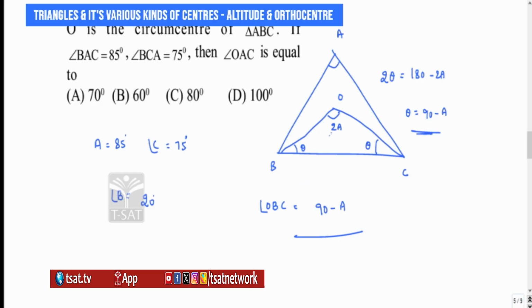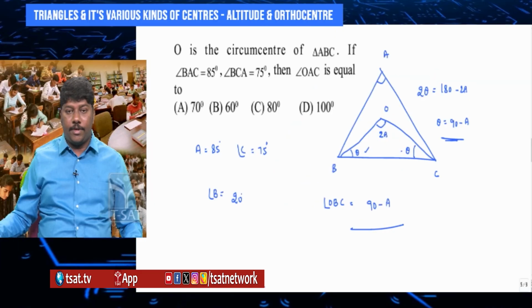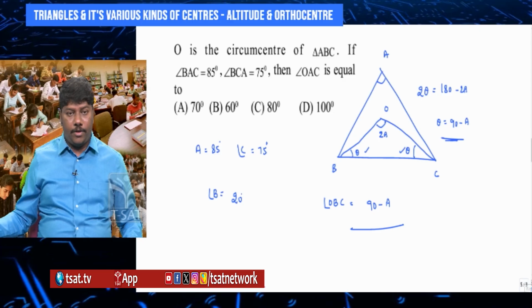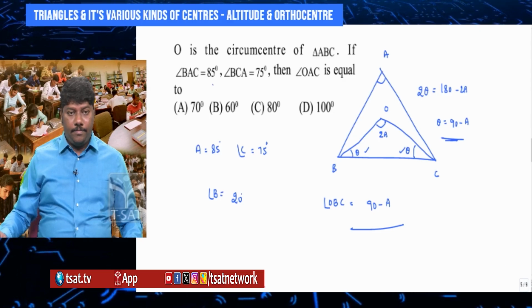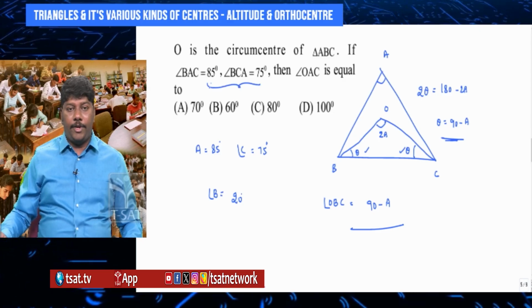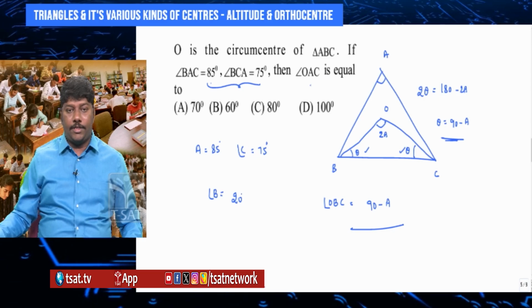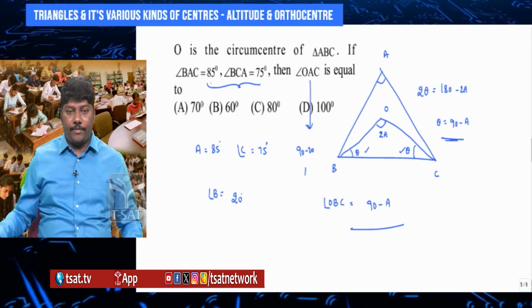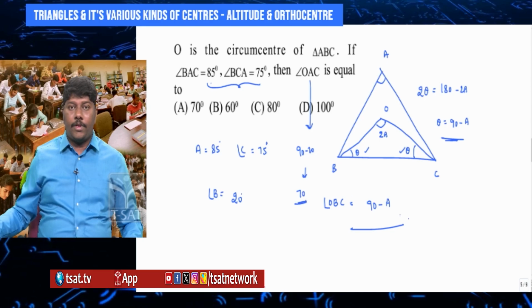Just remember that this angle is 90 minus A here. This is also 90 minus A here. You can directly find it out. Here, the moment you get 160, the other angle is 20. So this is 90 minus 20. The answer is 70. Next one.